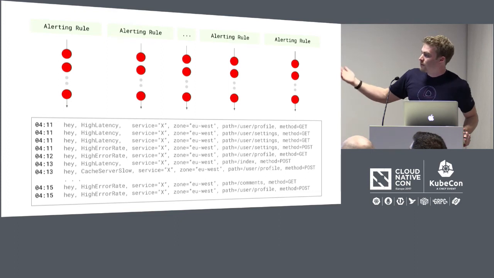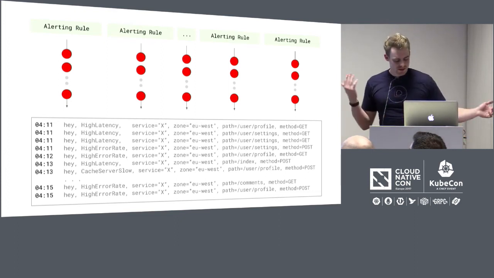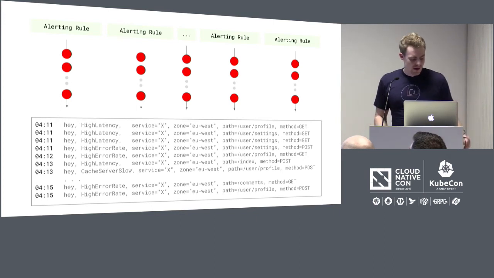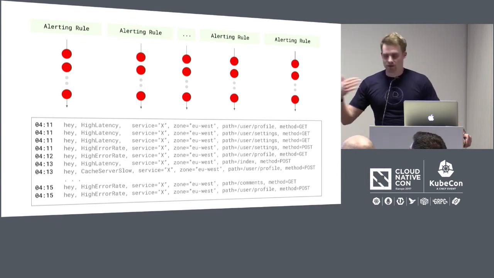You get woken up at 4 a.m. And you get a page telling you the latency is high for service X in zone EU West for this request path and this request method. And you say, okay, and then you get the next page telling you the same thing, just with some slight modification. And this just continues for 10 minutes.